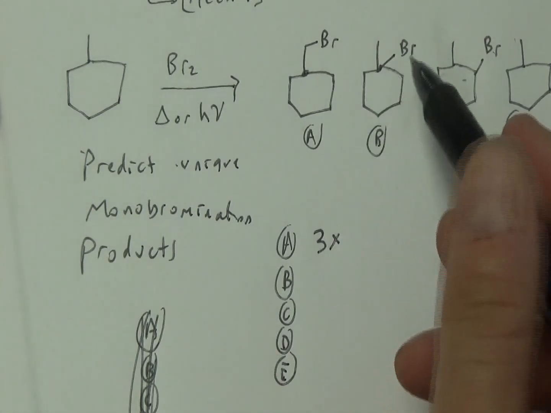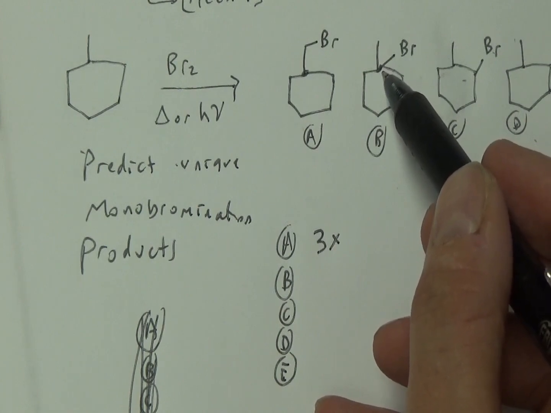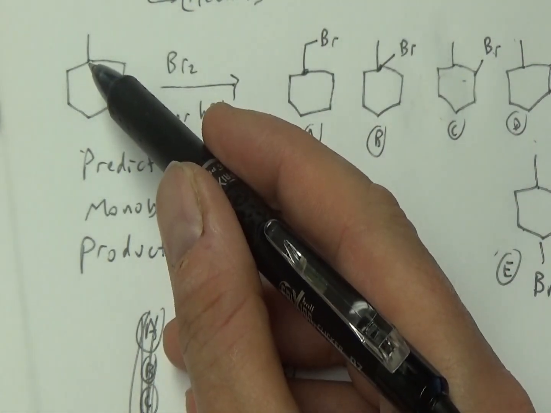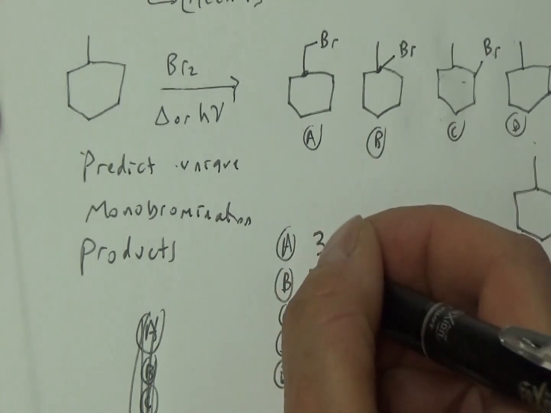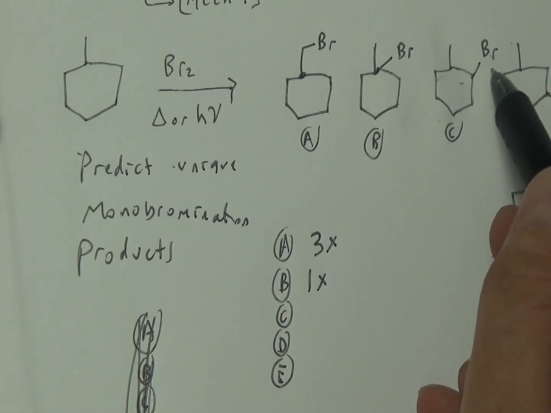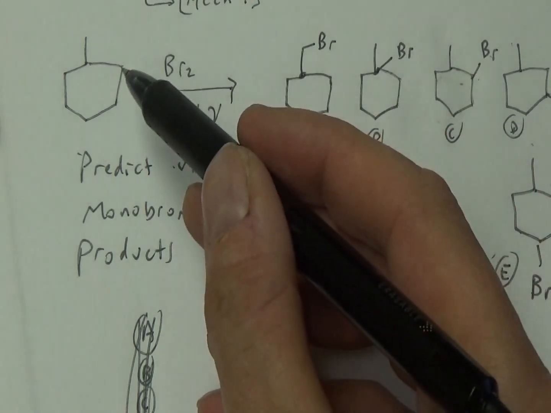B, how many hydrogens in the starting material would give me product B with the bromine right there? So I look there and I'm like, well, that's the carbon. How many hydrogens are right there? There's 1, right? So I say 1. Alright. C, how many hydrogens could I replace in the starting material that would give rise to product C? Well, I look over there and I see there's 2.